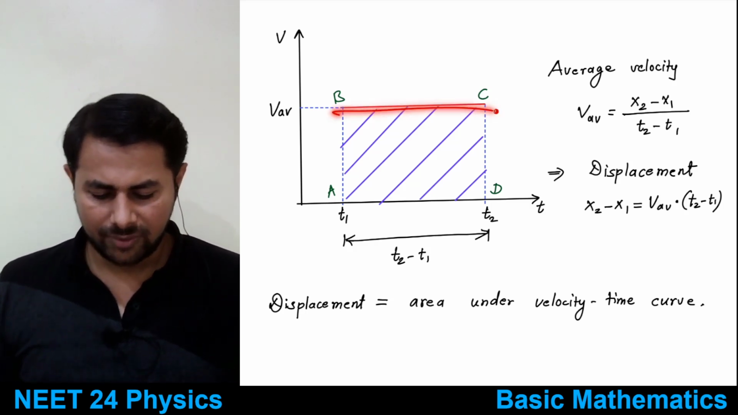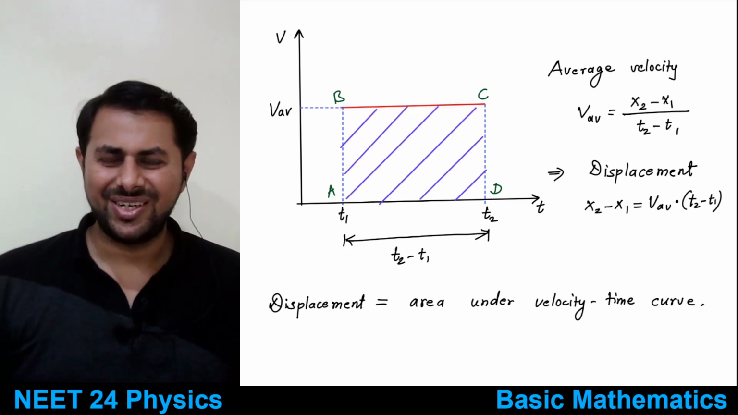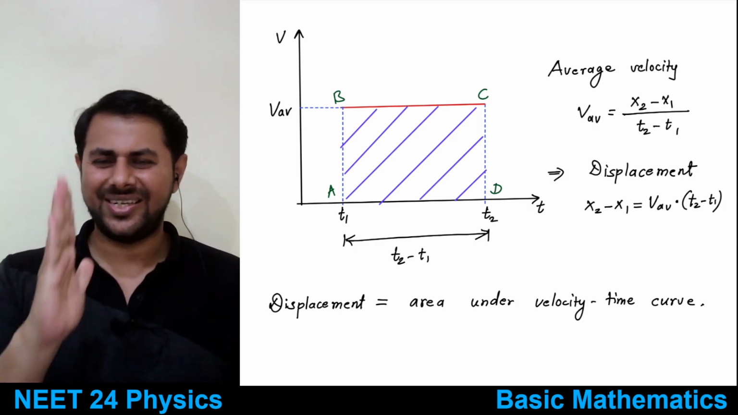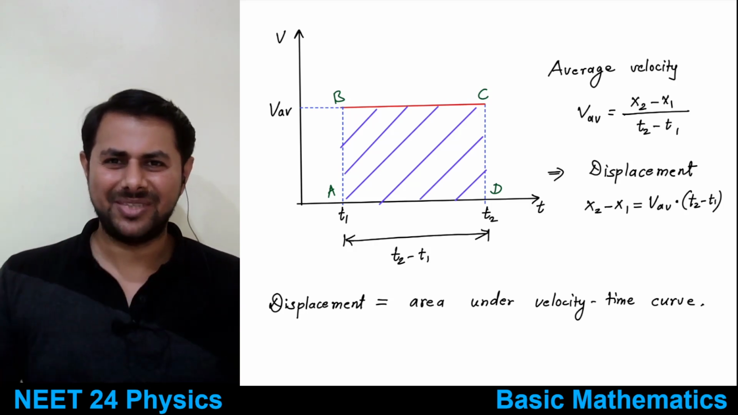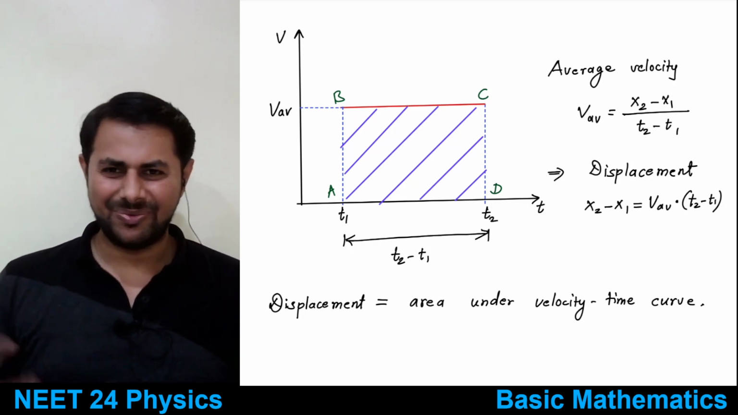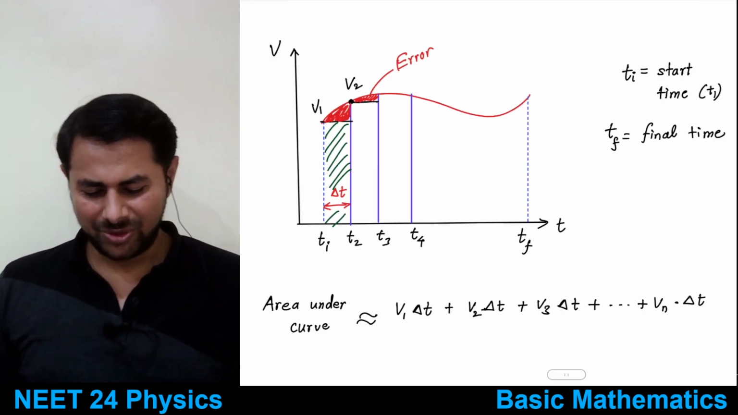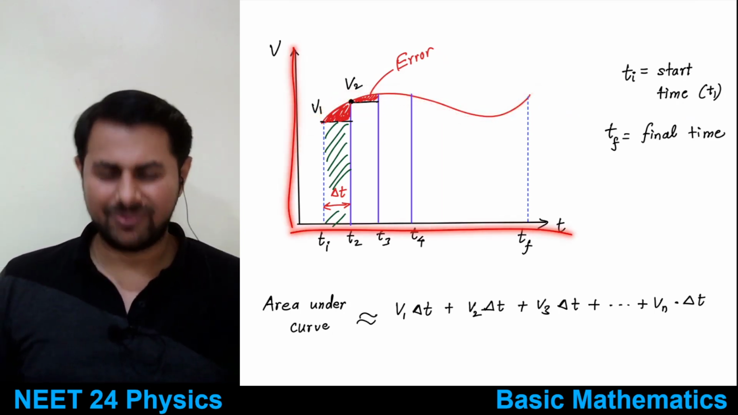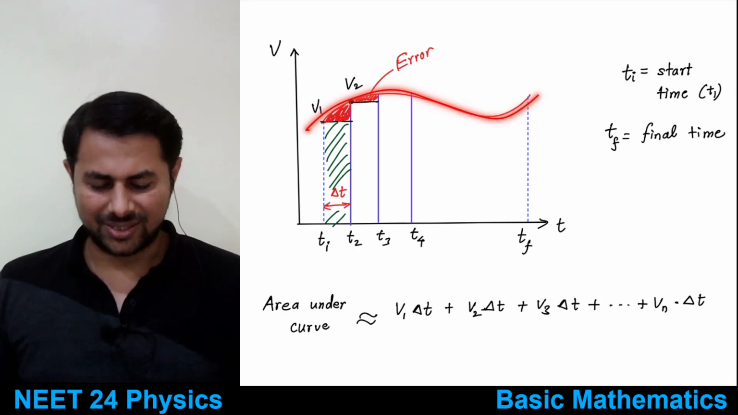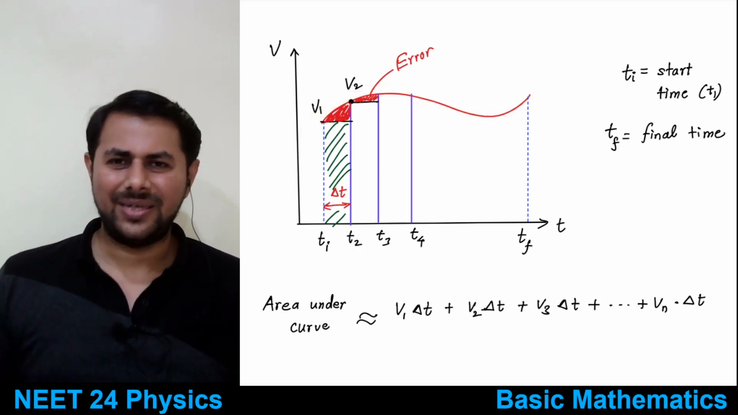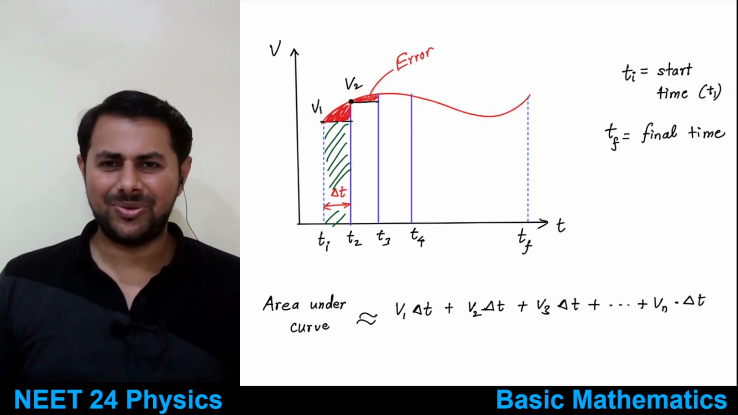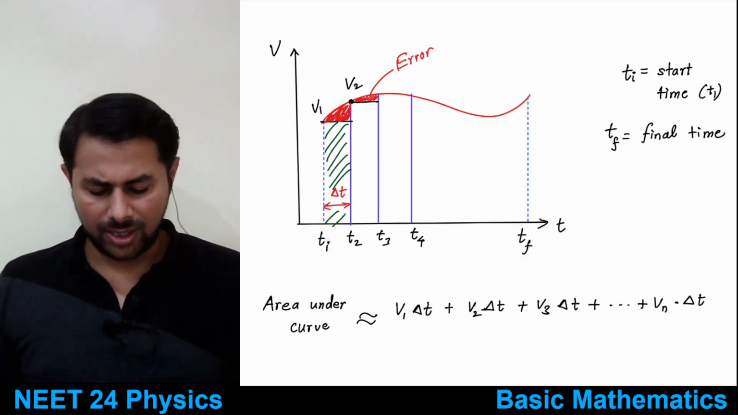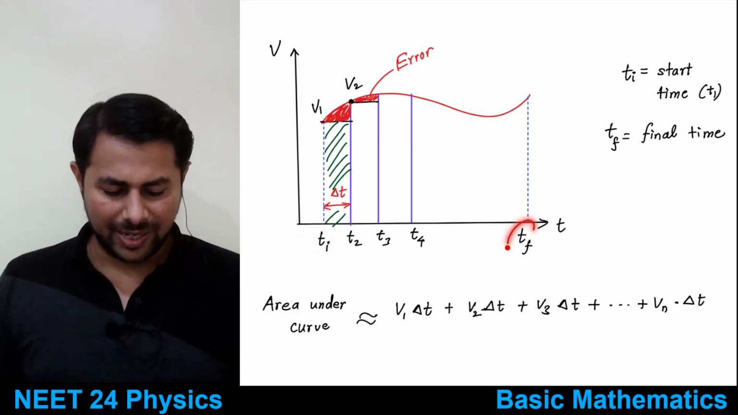And this curve was very simple. So you can very easily find the area because this is just a rectangle. It's the length of this side multiplied by the length of this side, length into breadth, very simple. But then suppose you have a curve like this. The velocity versus time graph looks like this, and you want to find the displacement. What will you do? Displacement from initial time ti to final time tf.